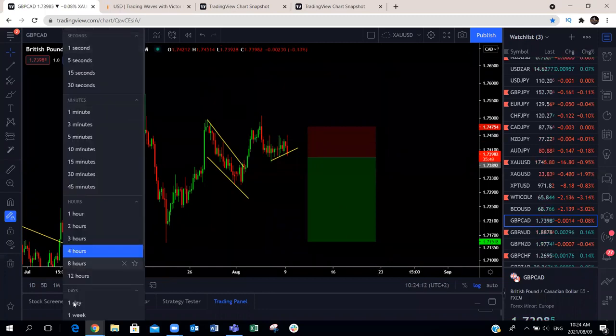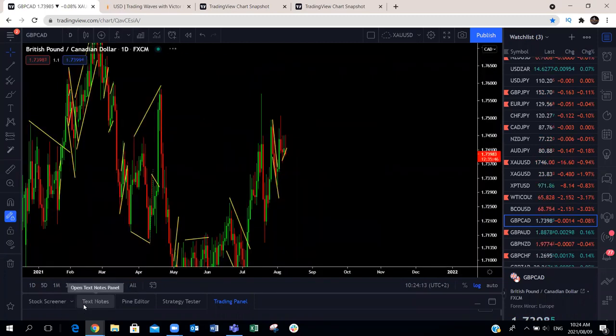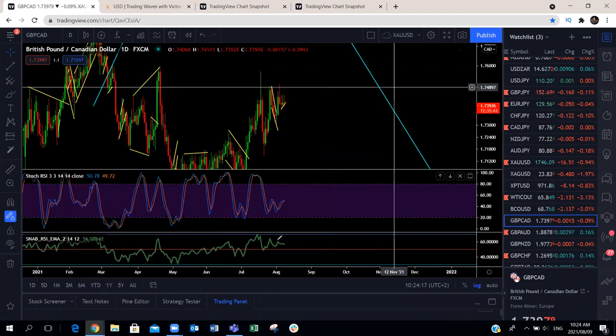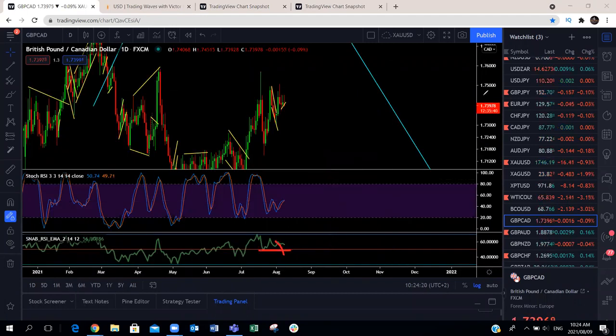Also, we need to check the daily on this. If the daily is not below 50, we don't take the trade either. So with the daily, we can find it trading lower when the candle closes below the flag.